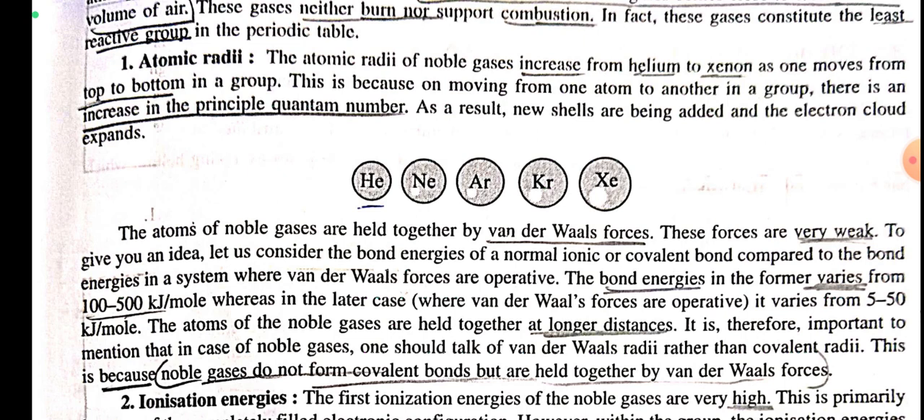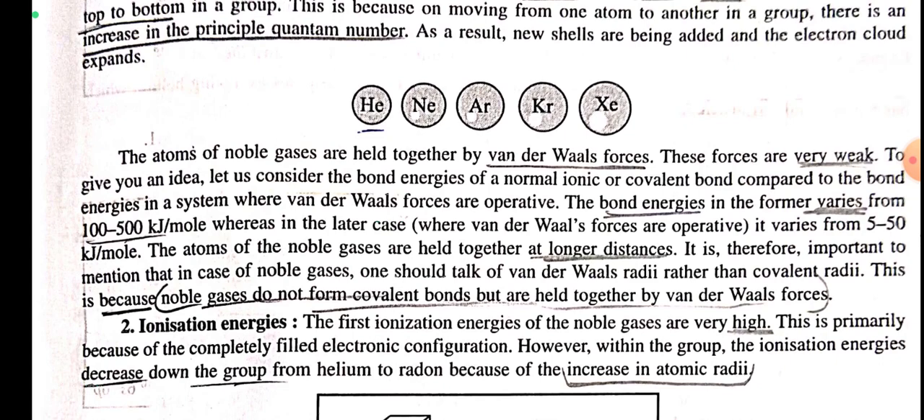In fact, these gases constitute the least reactive group in the periodic table. Atomic radii. The atomic radii of the noble gases increase from helium to xenon as one moves from top to bottom in a group. This is because when moving from one atom to another in a group, there is an increase in the principal quantum number. As a result, new shells are being added and electron clouds expand.